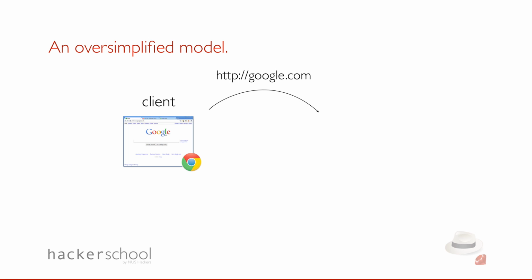The client sends this URL to a server somewhere. Basically, the server is just a remote computer somewhere in the world. This server does some processing and returns HTML to the client, and the client renders the HTML, and the user sees it. So that's fairly straightforward. I think you all already know that.